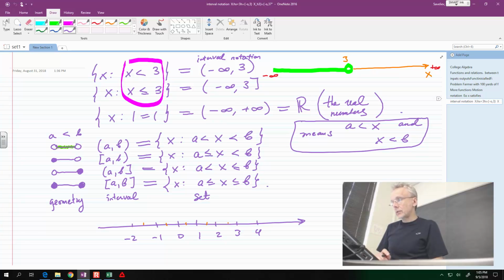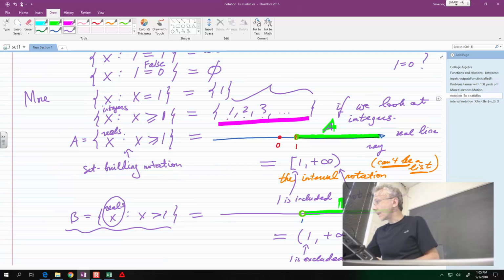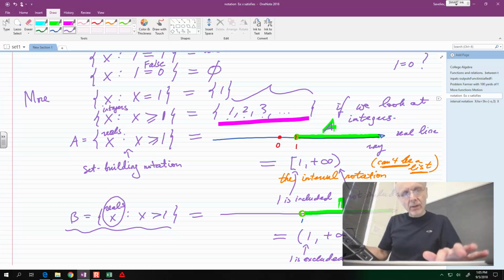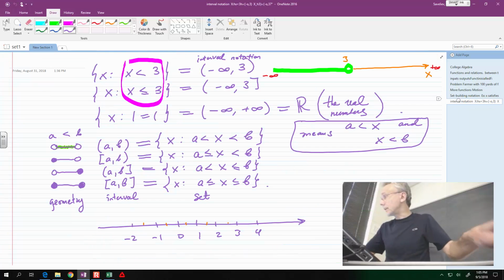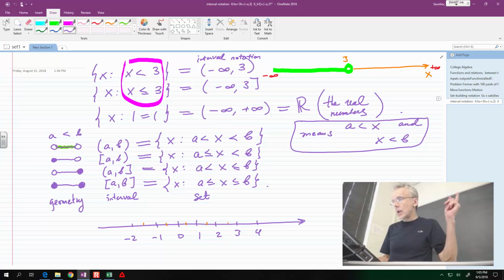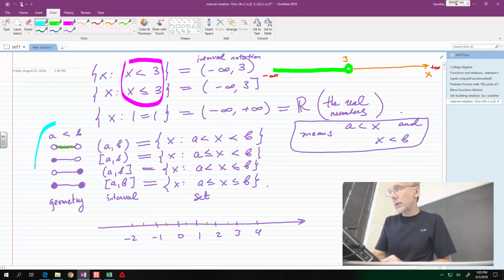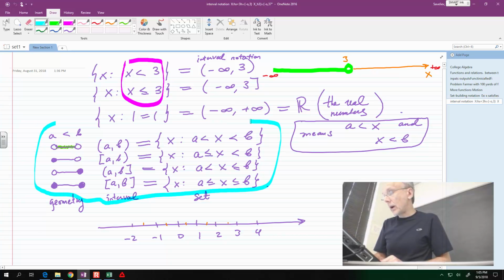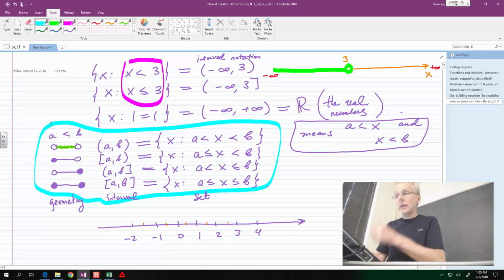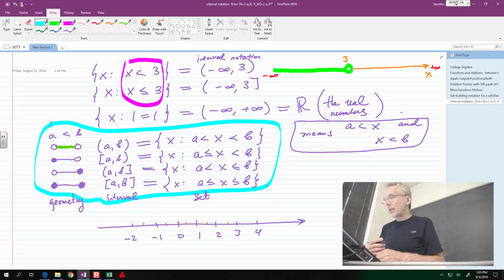So there are a total of nine, actually, interval notations. These are the bounded intervals right here: a less than b, bounded on one end by a and on the other end by b, and that's the list. The other list is the list of infinite intervals, and they are bounded only on one side.